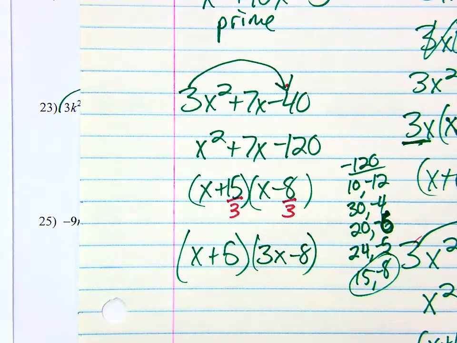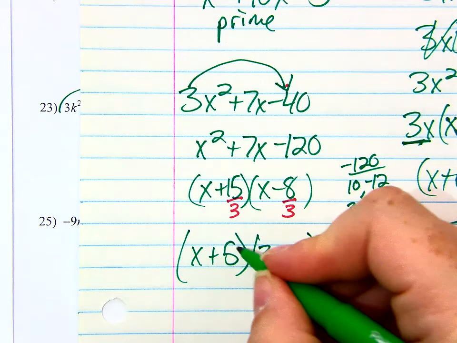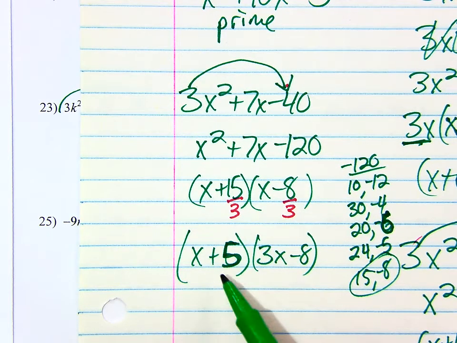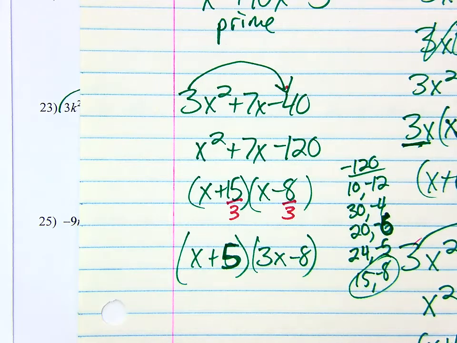3x minus 8. So I don't care what method you used. Guess and check, factor by grouping, we're all going to end up here. And remember, it's just multiplication, so it doesn't matter if you have the 3x minus 8 first and then the x plus 5. But you should definitely have the plus with the 5 and the minus with the 8. How did you do? Okay-ish? I'll take that as a yes.